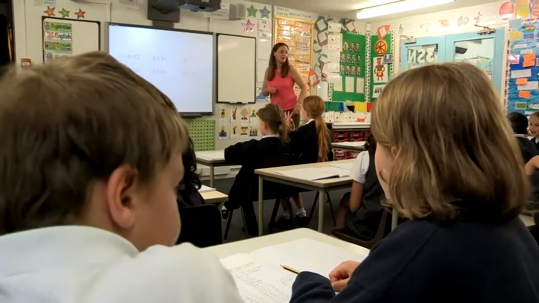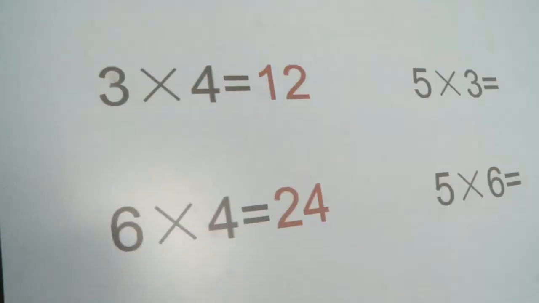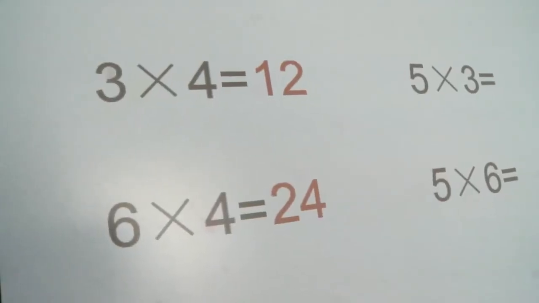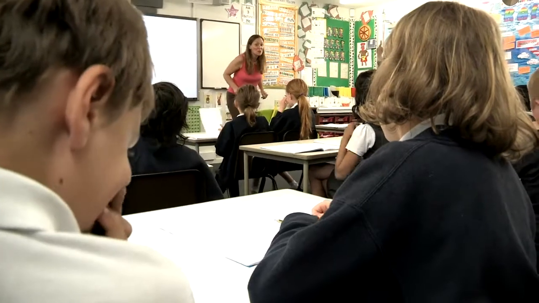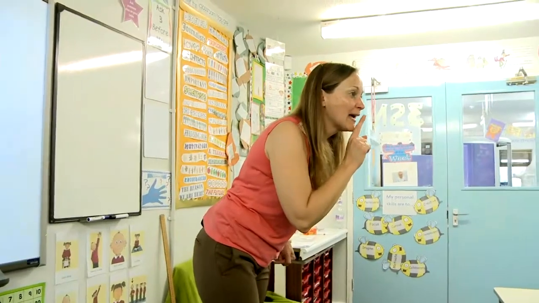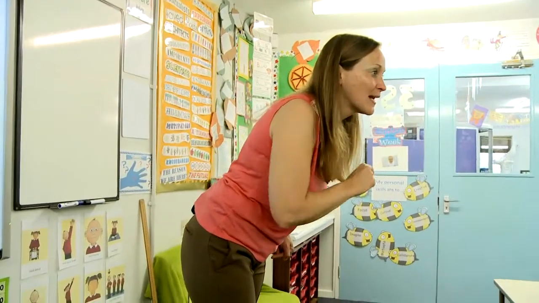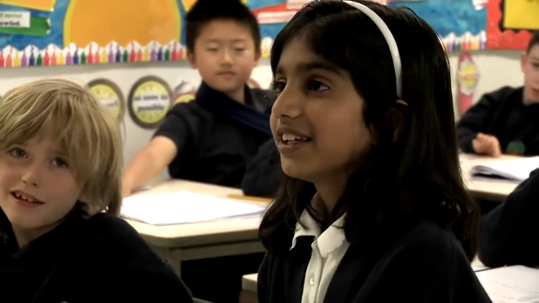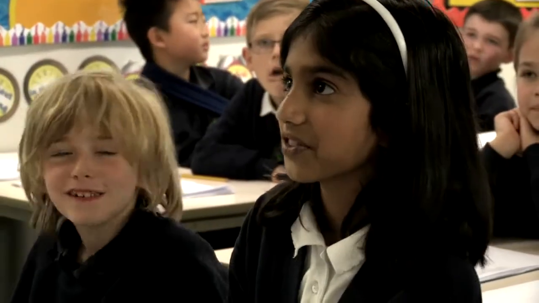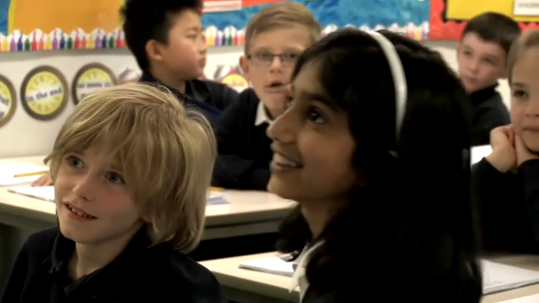So I said 3 times 4 equals 12, and 6 times 4 equals 24, but I didn't use my 6 times table. I have a secret. Have you worked out my secret? What's my secret? You do 3 times 4 and you just double the answer. I just doubled my answer.